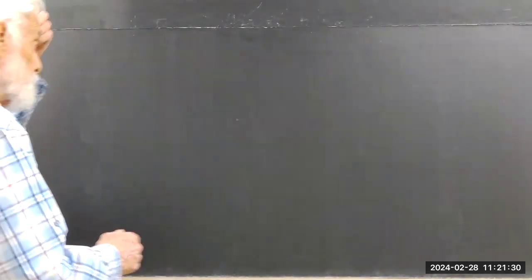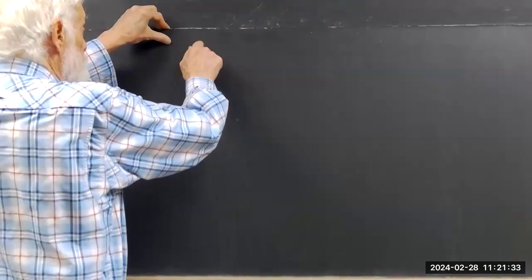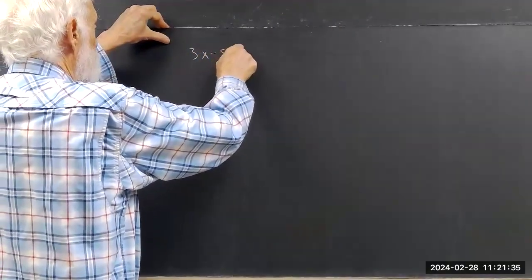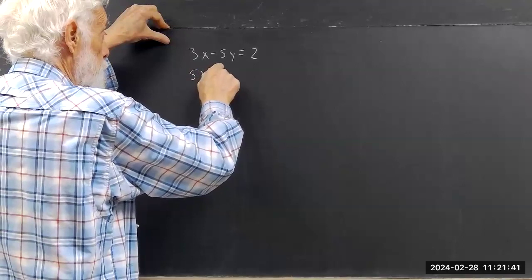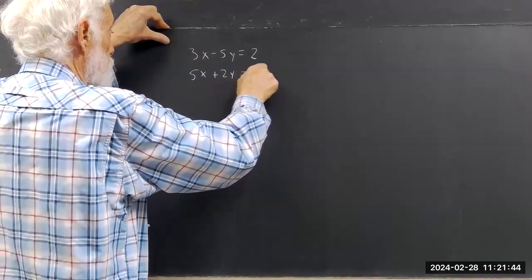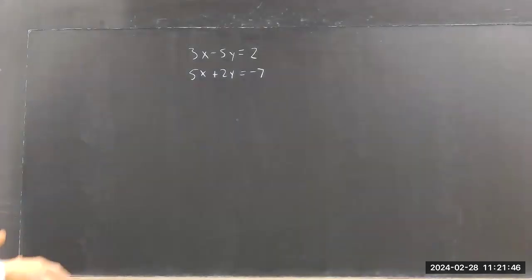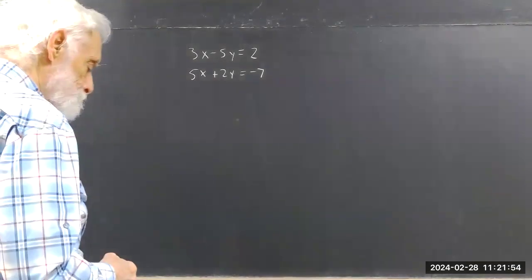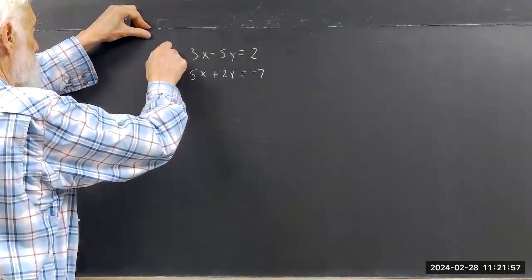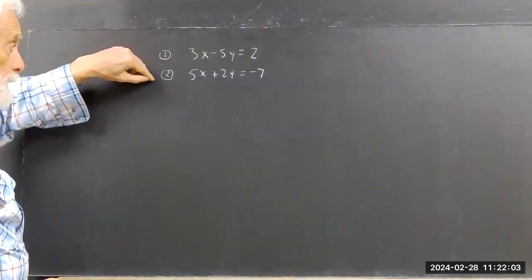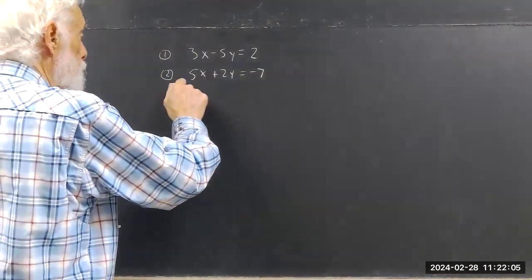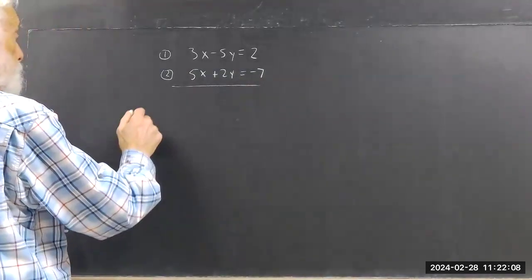Okay, we have a system to solve by elimination. The system is 3x minus 5y equals 2, and 5x plus 2y equals -7. Now, if you do these the way you see me doing them here, and I do recommend it, although I don't require it, I call this equation 1, I call this equation 2, and I write down what I do with each equation.